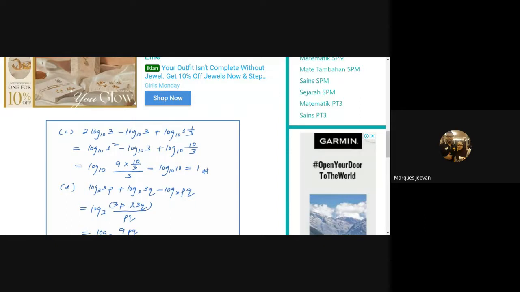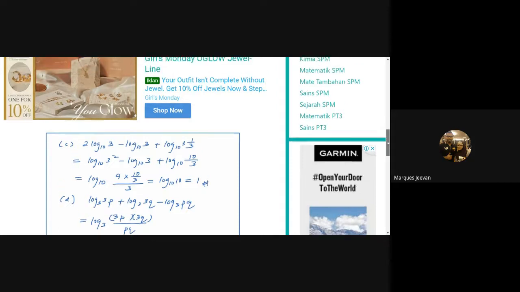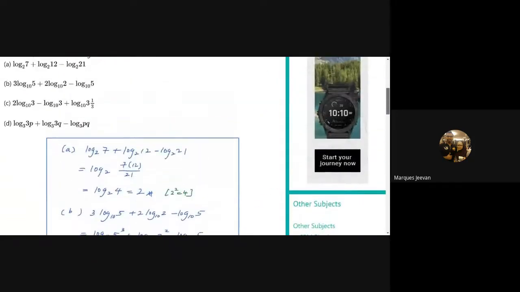You want to try D? Oh no, we've come to the end of class. What you can do is take down D as a question. Try D as your homework. Can I copy down the way to do it for C as well? Can.